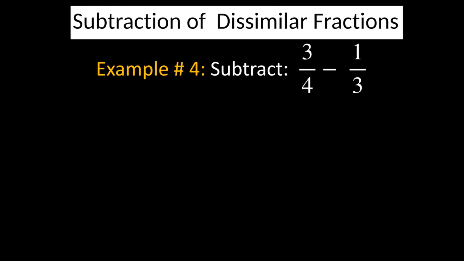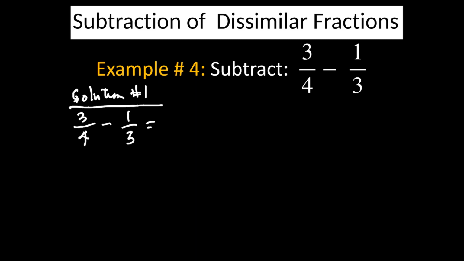Let's proceed to subtraction of dissimilar fractions. So let's have 3/4 minus 1/3. I'll be showing again two solutions for this one. So let's have the first solution here. Okay, so 3/4 minus 1/3. So what is the least common denominator of 3/4 and 1/3? We have the denominators 4 and 3.